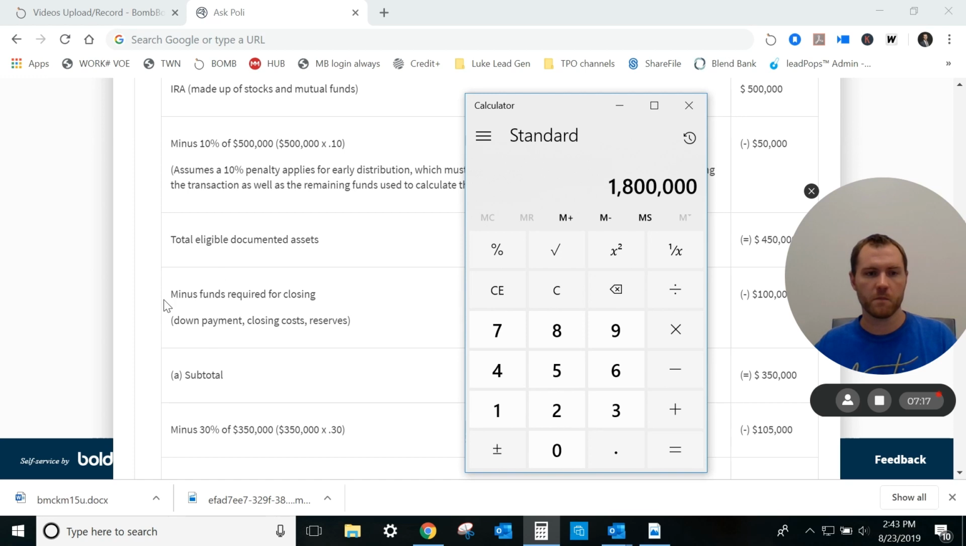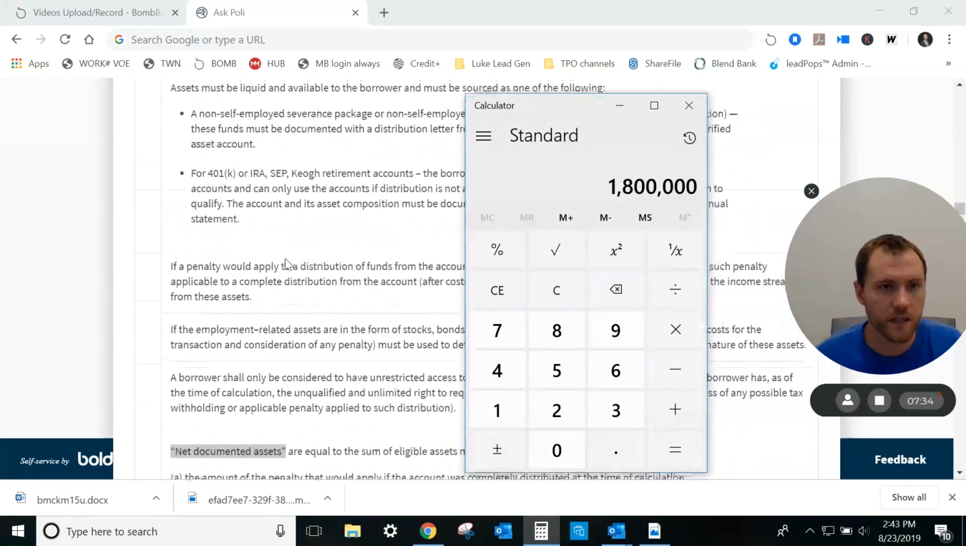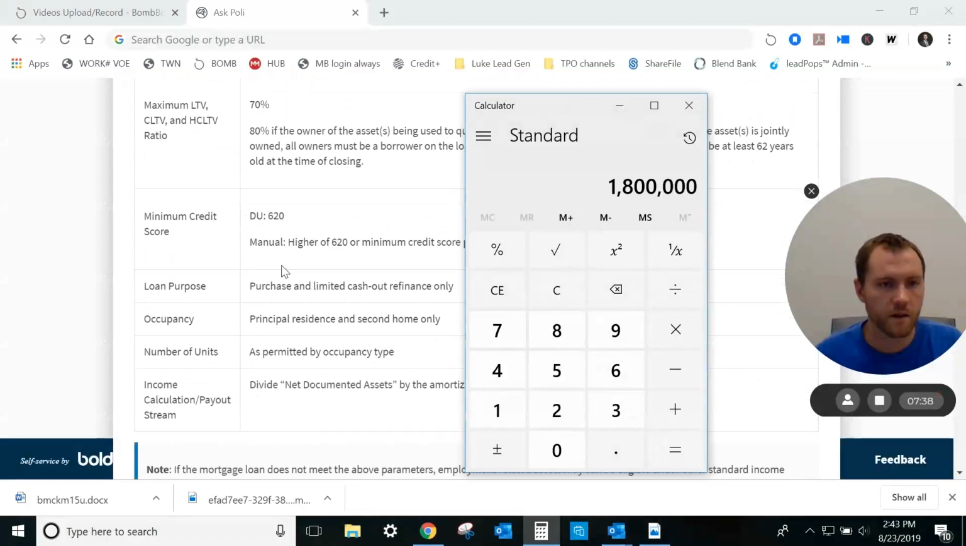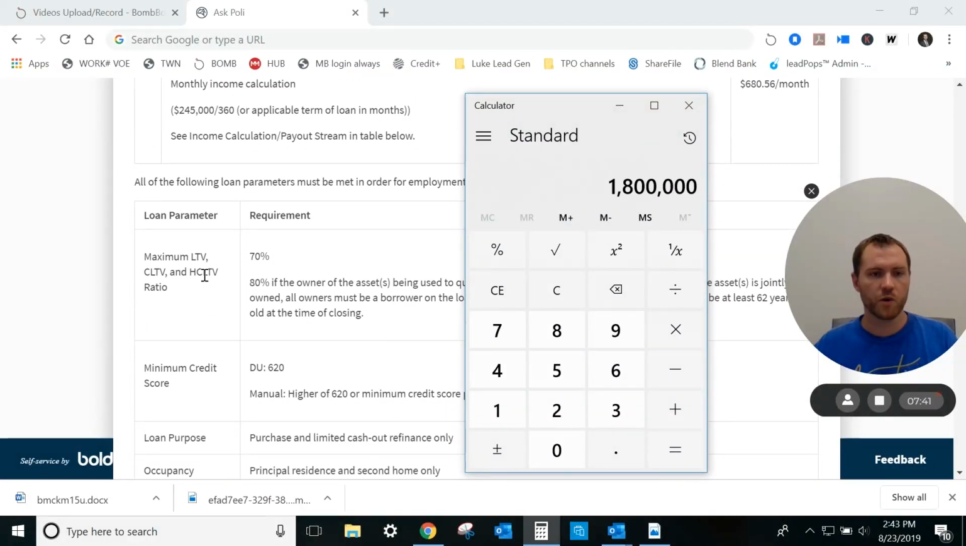Now, let's talk about funds required for closing. The two different loan programs here, we're talking QM, conventional, Fannie Mae loan right here. The requirements are that you either need 20% down or you need 30% down. Let me see if I can show you guys here, which would determine that. Oh yeah, here it is. The loan parameter, maximum loan to value. Loan to value is just the down payment percentage in reverse. So 70% LTV or 80% LTV.